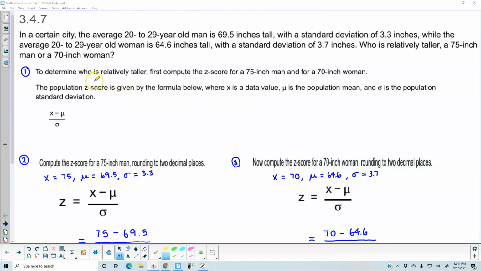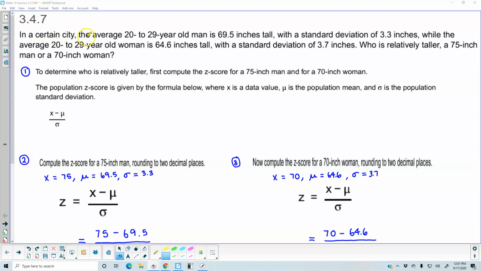Now, to determine in step 1 who is relatively taller, we first compute the z-score for a 75-inch man and for a 70-inch woman. The population z-score is given by the formula below, where x is the data value, mu is the population mean, and sigma is the population standard deviation.